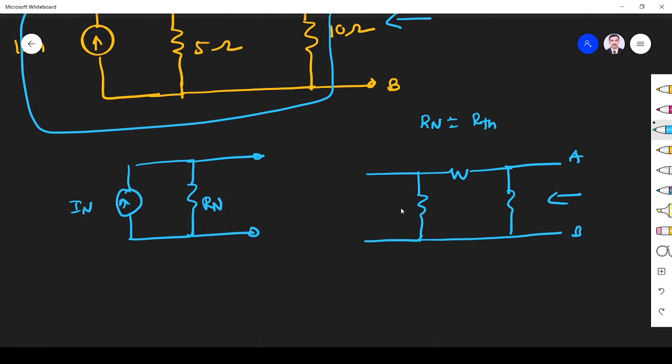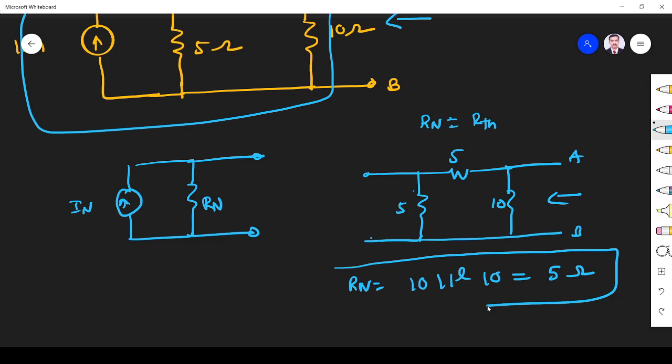So here we have 5 ohm, here we have 5 ohm, here we have 10 ohm. So from here, if you see the equivalent network, the 5 and 5 are in series, which is in parallel with the 10. So 10 ohm parallel 10 ohm, that is your R Norton. For two equal resistors in parallel, the equivalent resistance is the resistance divided by 2, so it is 5 ohm. So R Norton we got, it is 5 ohm.